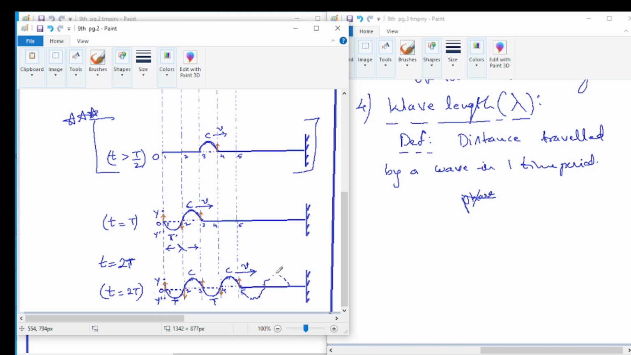Now just take the next crest also. That is also in the same state of vibration, similar to these two particles at the centers of the two crests. So all these three particles are in similar states of vibration. So they are said to be in phase.